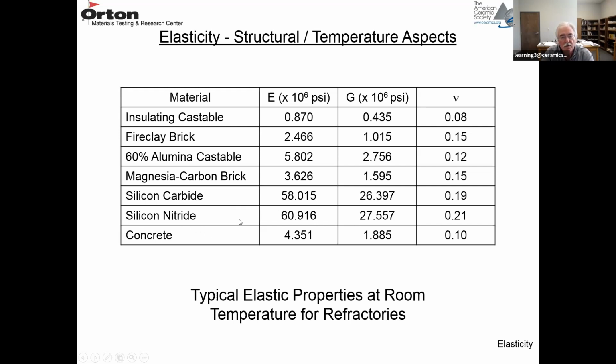Silicon nitride is also very high in the elastic properties, about 60 million for E, 27 million for G, and Poisson's ratio about 0.21. And as a reference material, concrete is about 4 million for E, 1.8 million for G, and a Poisson's ratio of about 0.1. So that table shows some typical refractory materials.